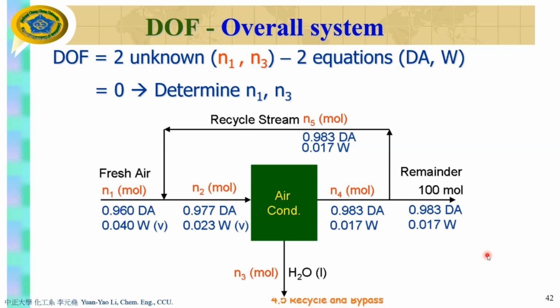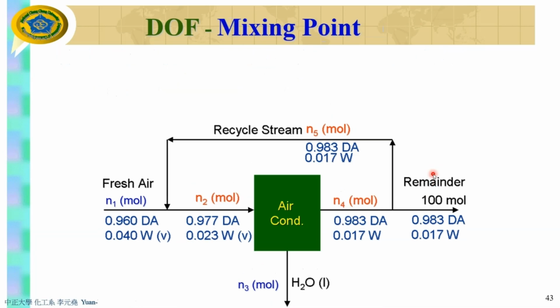So here, we can change this symbol from red color to blue color, and this one from red color to blue color. So we can easily get these 2 unknowns because of 2 equations. Okay, so this is the overall system. Let's go back to the single unit system. We get N1 and N3 here, and then let's go back to the mixing point. Mixing point is here.